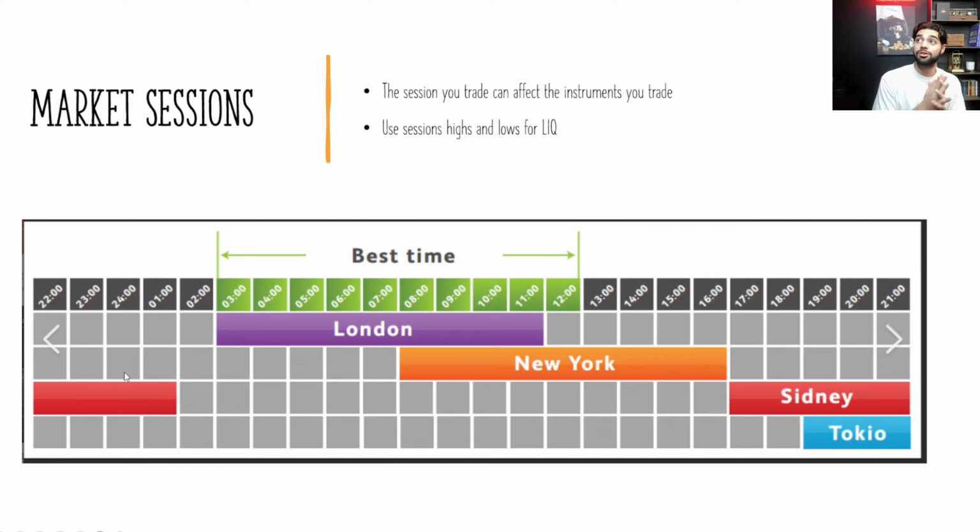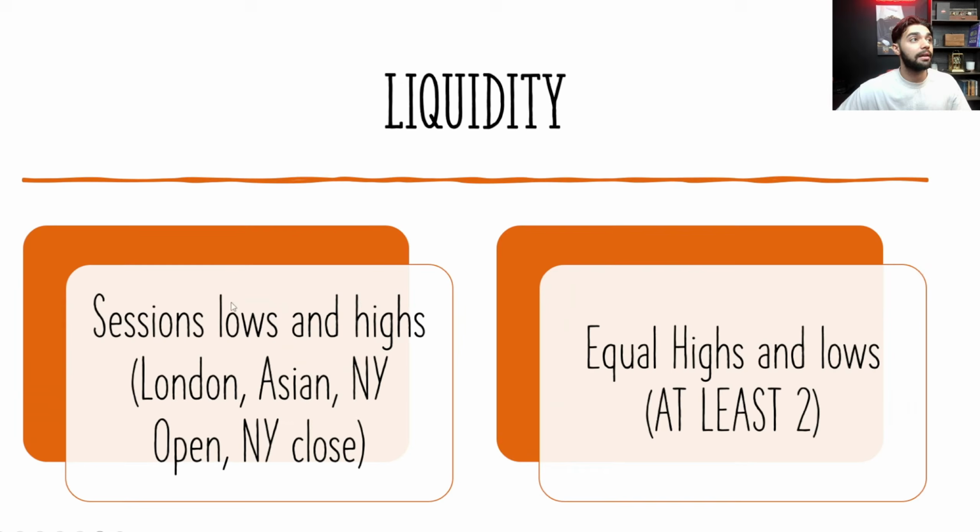Now, the market sessions are also pretty important when you talk about what you trade. The session you trade affects the instrument you trade. So I use session highs and lows for liquidity, very, very important. These are my other key levels. The liquidity I use is the session lows and highs: London, Asia, New York open, and New York close. And at least sometimes I'll have liquidity marked at equal highs and lows, 2 to 3 will give me some nice liquidity levels to look out for.